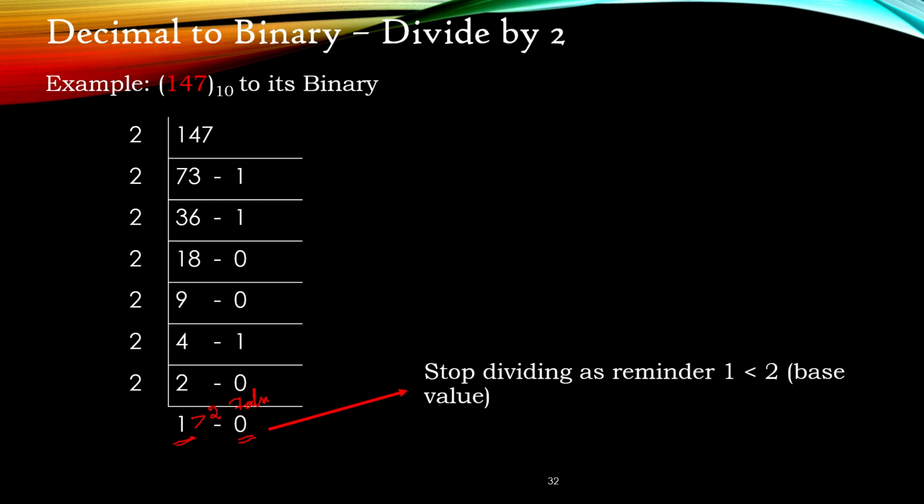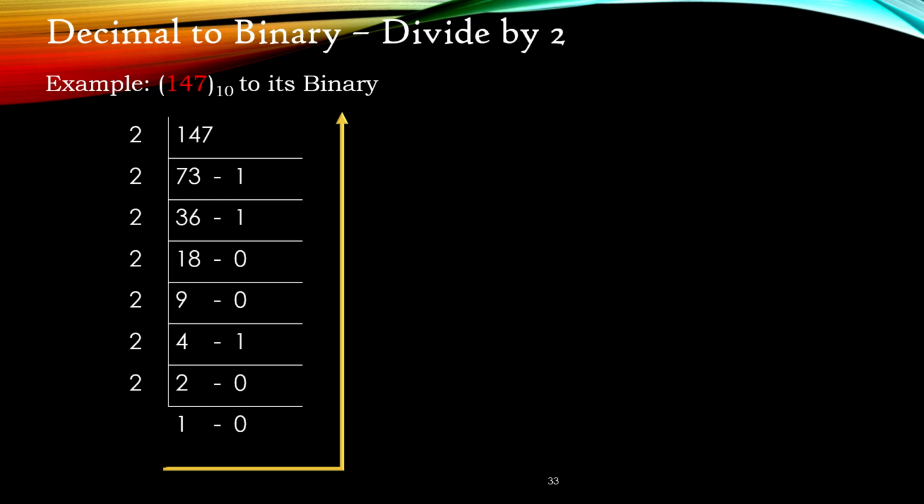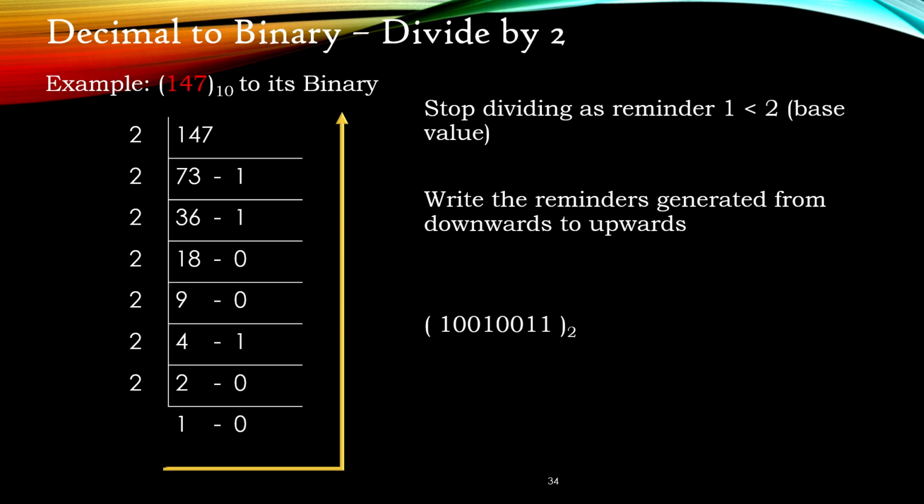As we have seen in the rule for the integer part, the division has been stopped. So I have to take the values from downward to upward. So what are the values? Let us write them down. 1 is the first value, the second value is 0, the third value is 0, then 1, 0, 0, 1, 1. As I have divided by 2, I have converted this into a binary equivalent number. So my number is 10010011.